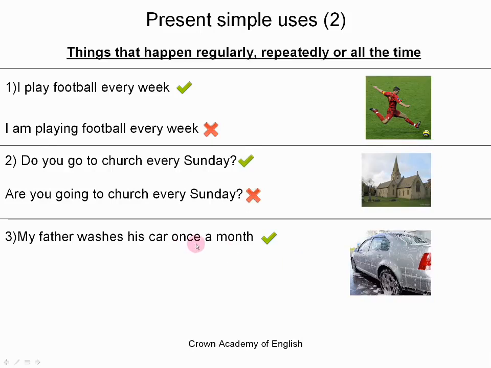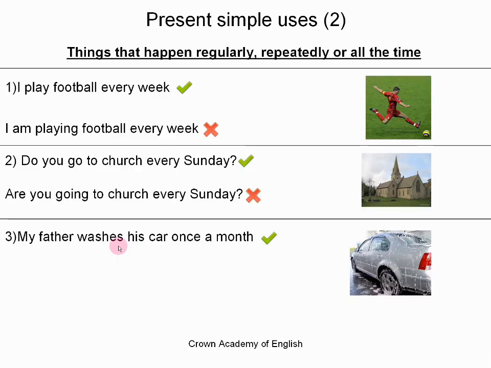So once a month indicates that this is something that happens regularly, and so we must use the present simple tense. And this example, as you can see, is an example where we are using the third person singular, and if you remember, this is one of those irregular verbs that we saw on a previous slide. Because the infinitive of the verb ends in sh, for the third person singular we add es. Okay, we don't just add an s, we add es to the end. So my father washes his car once a month.